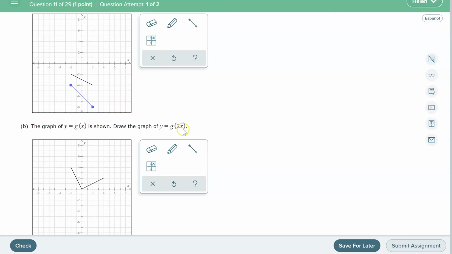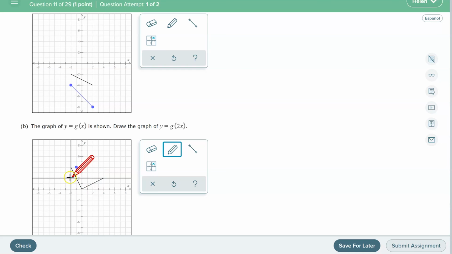So that 2 is in with the x. So if I was solving 2x equals a number, to solve for x, I would divide by 2. So this means that my x values are going to be half as large. Now, x values is left and right. So I'm going to take my pencil and think about the extremes. So this point right here is -2, 4. So if I half the x part, that -2, it'll become -1. So -1, 4 is where that point is transformed to.